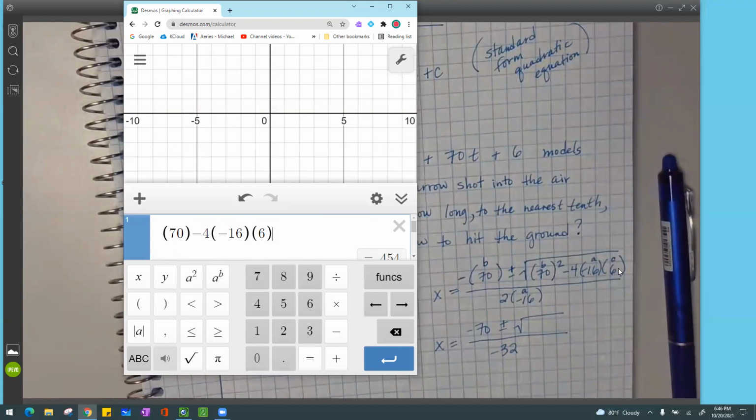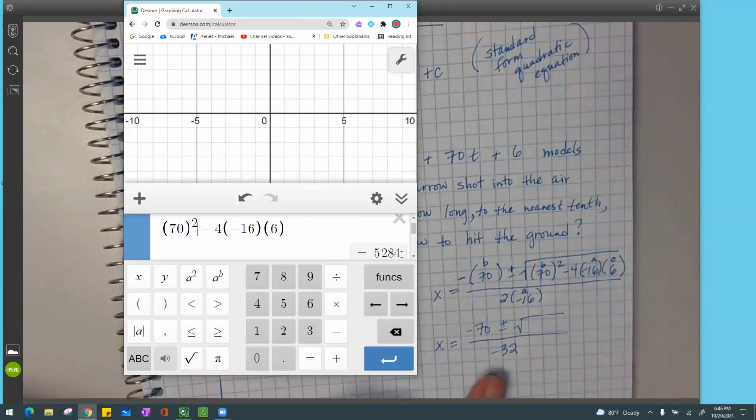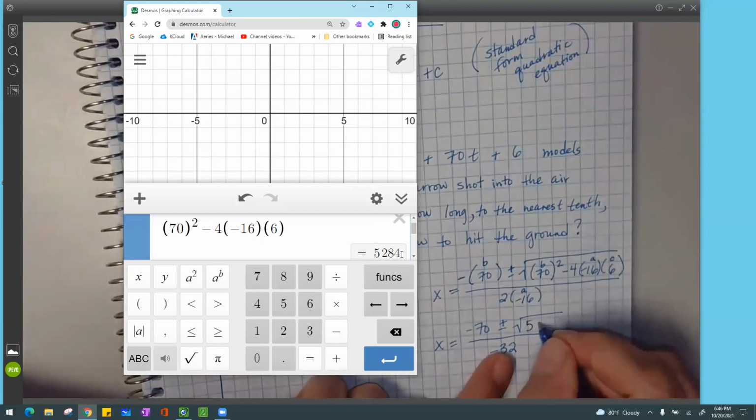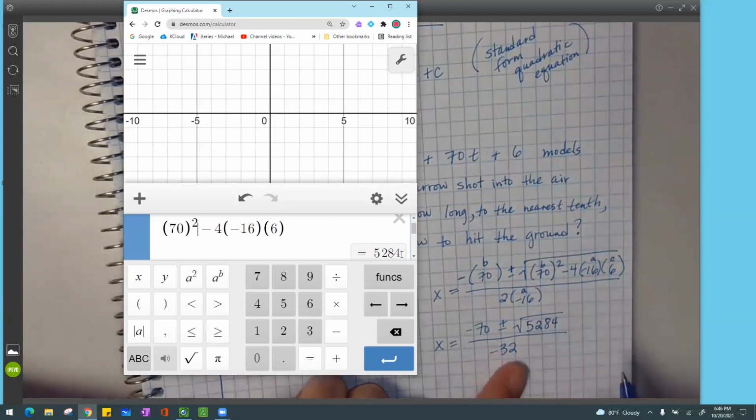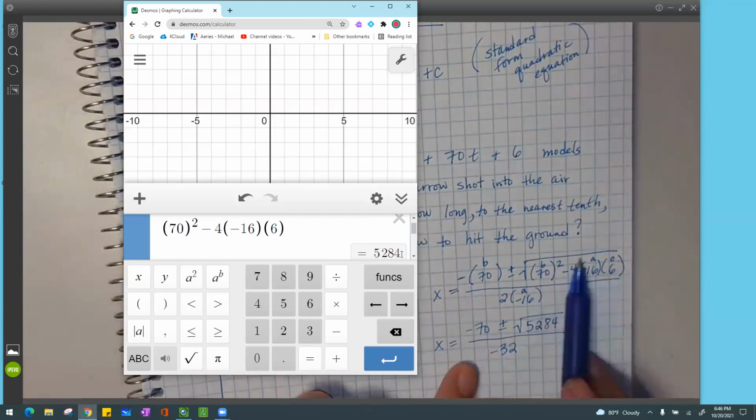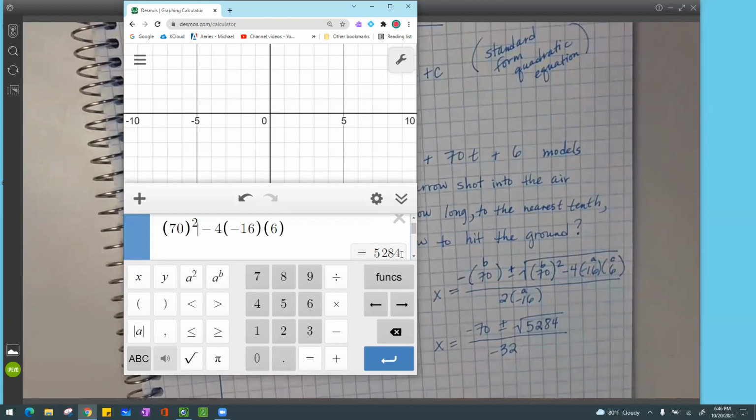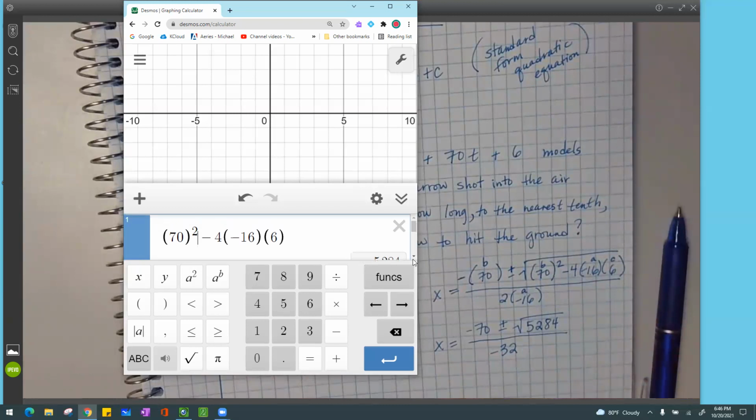I put everything that goes under the radical into the calculator, and I get, oh, I didn't square this. Whoops. There. I get 5,284. So I'll transfer that. This is simplified now under the radical. 5,284 is not a perfect square, but you can check that.